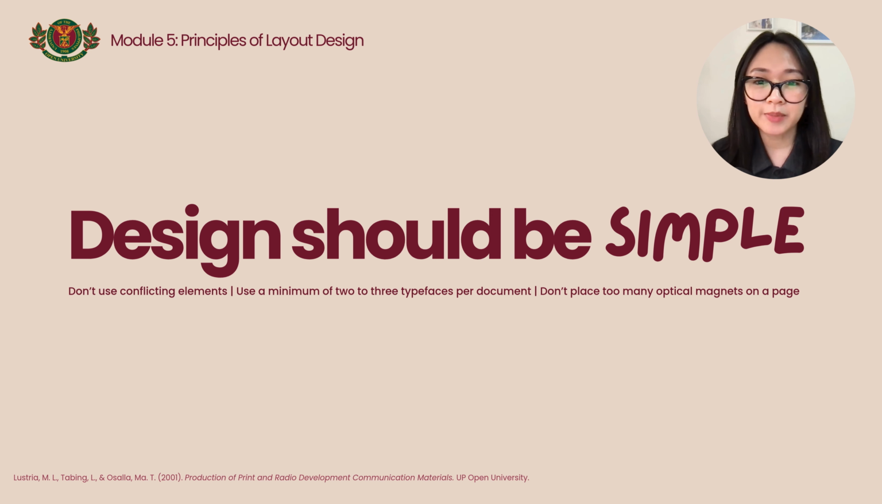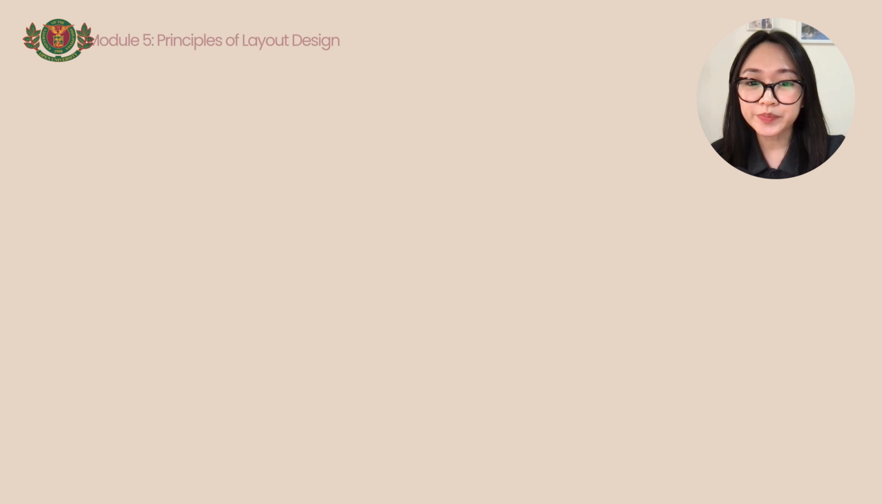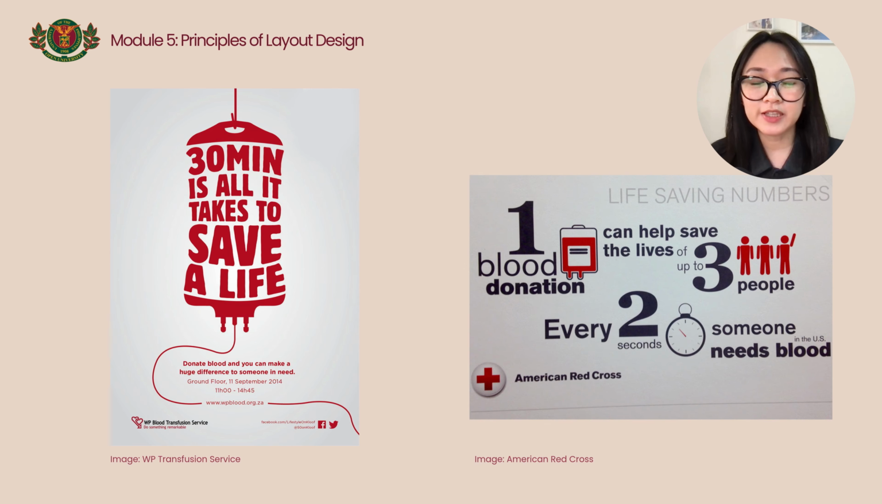So, what is an optical magnet? An optical magnet refers to the visual element of a page that draws the attention of the reader. As an example, take a look at these two ads for a blood donation campaign. The visual on the left has a clean layout with a main focus on the typography shaped like a blood bag. The main message is it only takes 30 minutes to save a life. It stands out right away.